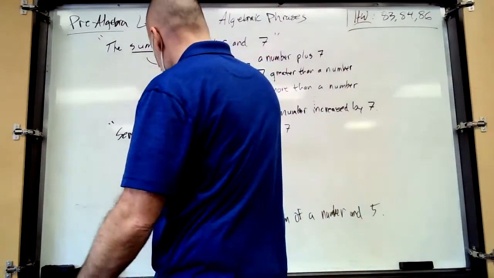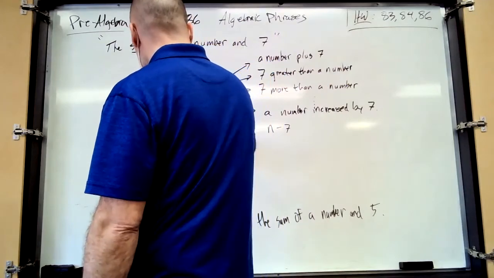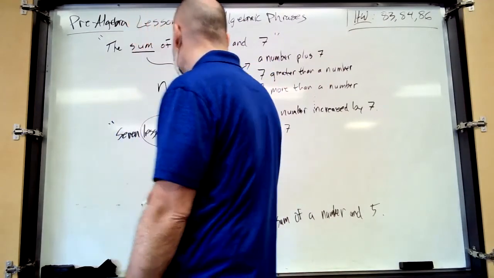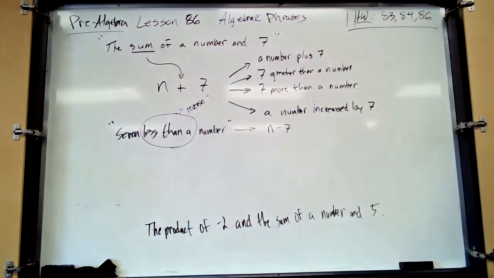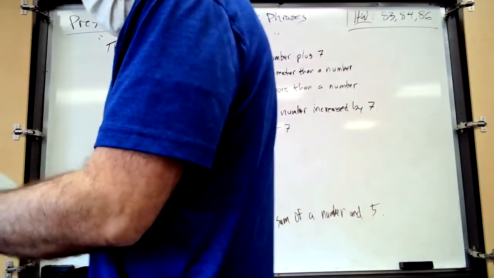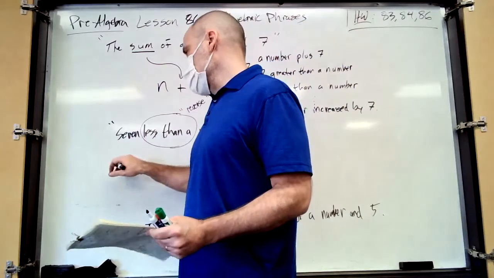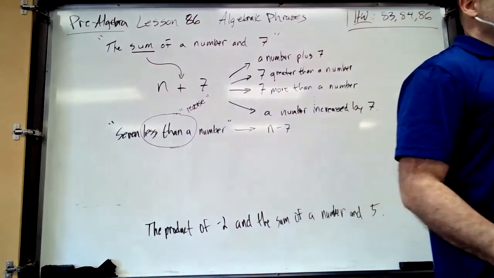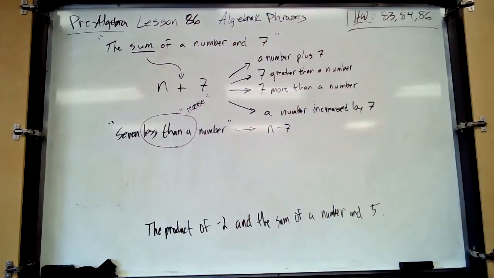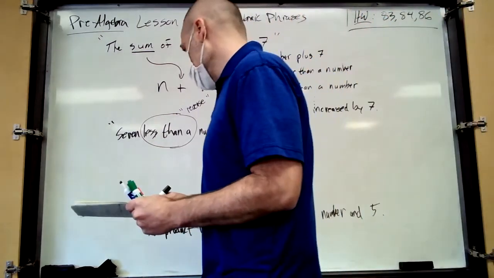Less than, you're going to reverse that. So it's not 7 minus n, it's n minus 7. Okay? Can you guys remember that? So when you're translating that, don't forget to reverse it. It could be, 7 less than a number is 5. What's the number? Well, 12.